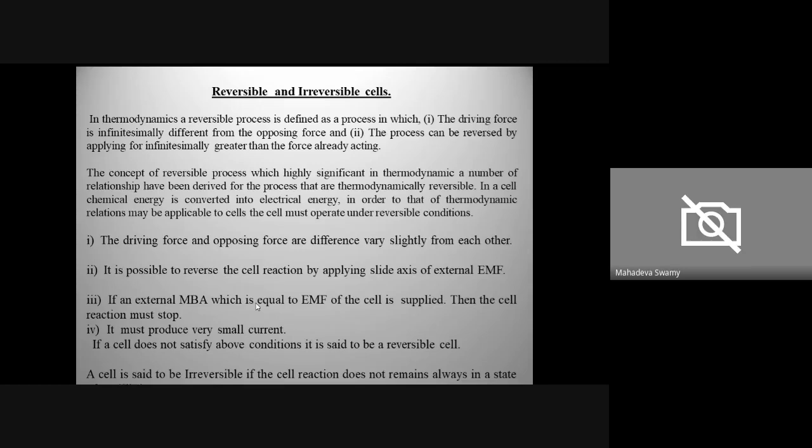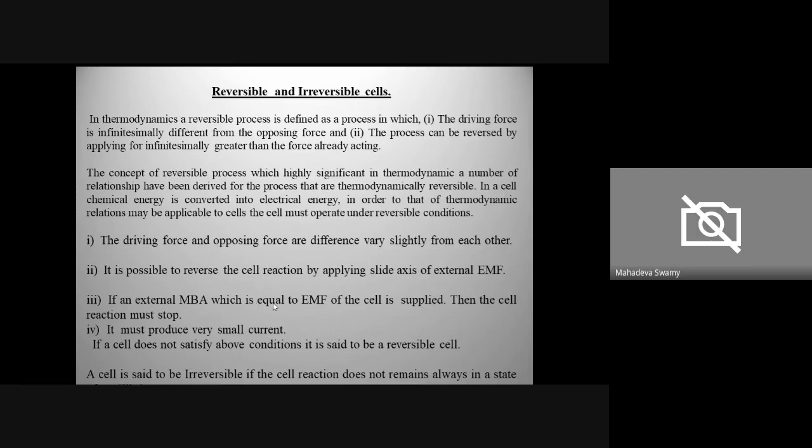Then the fourth one: it must produce a very small current. These are the conditions obeyed in any cell that we generally call a reversible cell. If a cell does not satisfy the above conditions, it is said to be an irreversible cell.